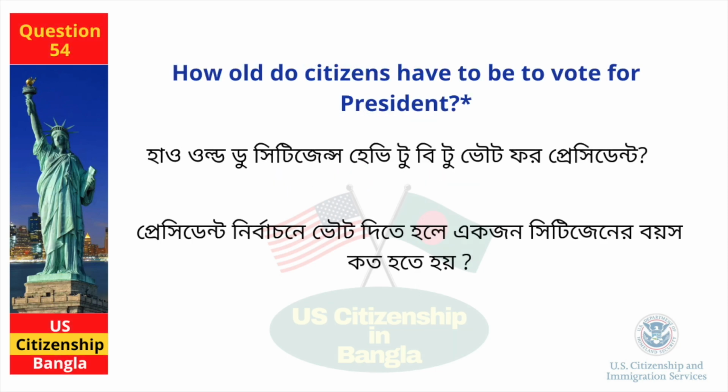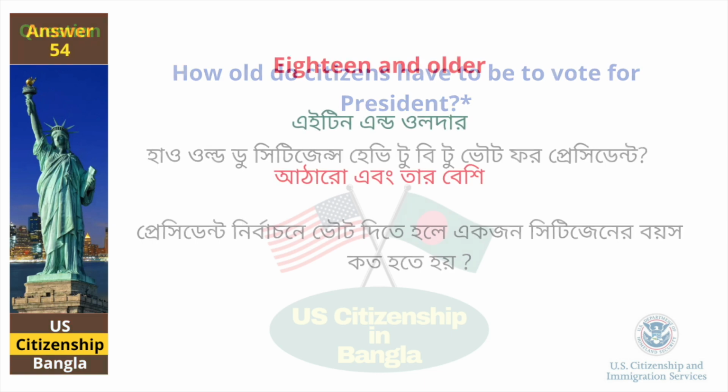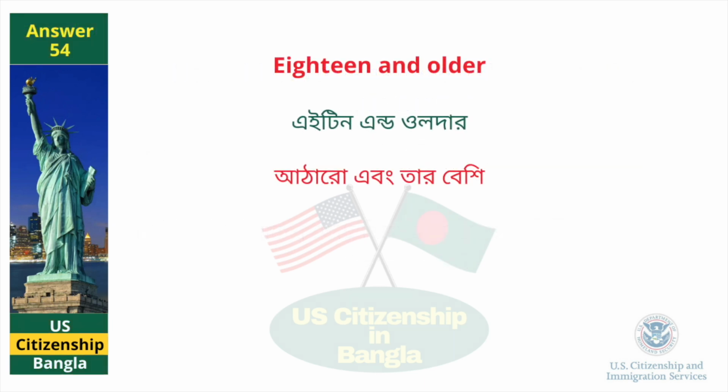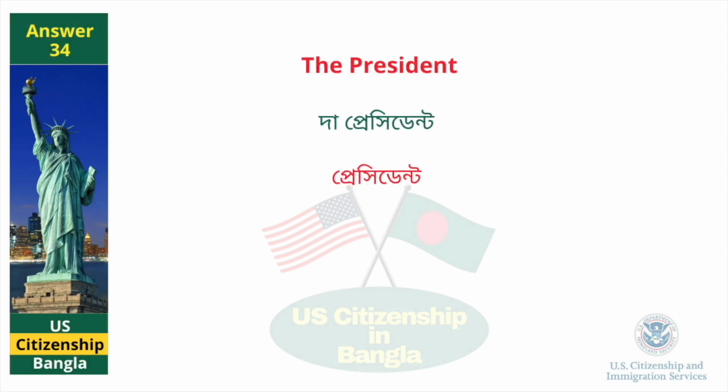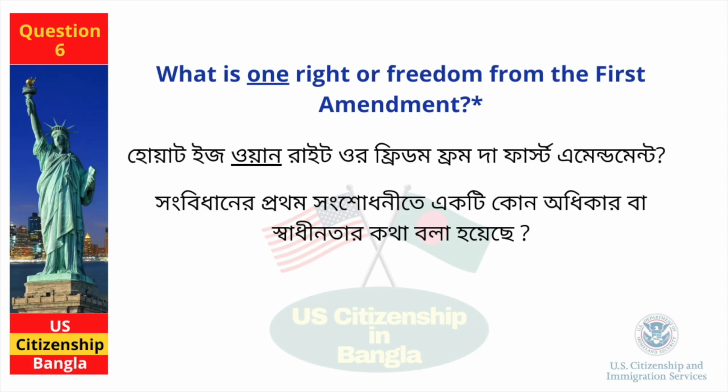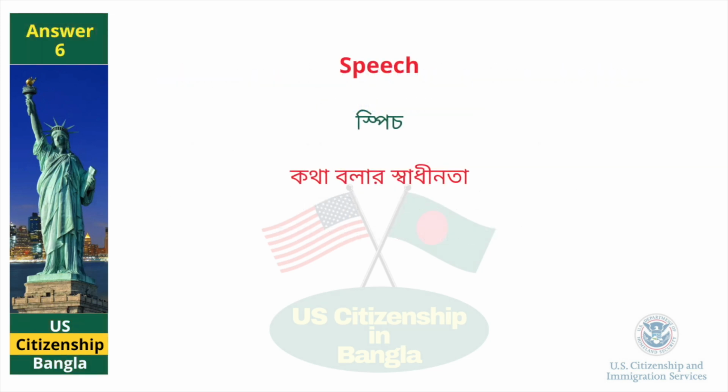How old do citizens have to be to vote for president? 18 and older. Who vetoes bills? The president. What is one right or freedom from the First Amendment? Speech.